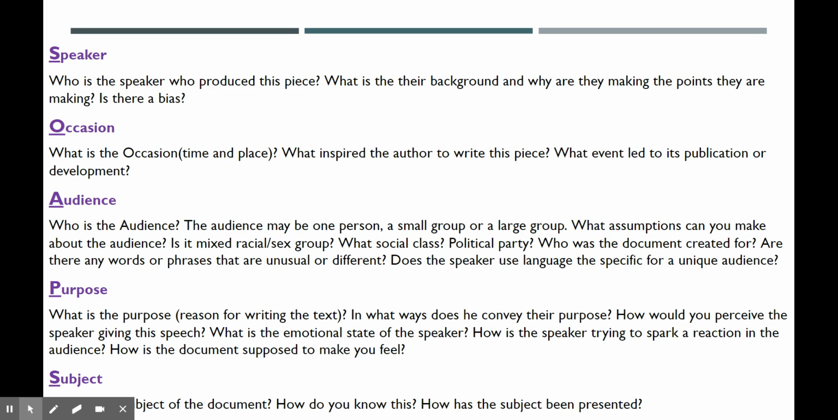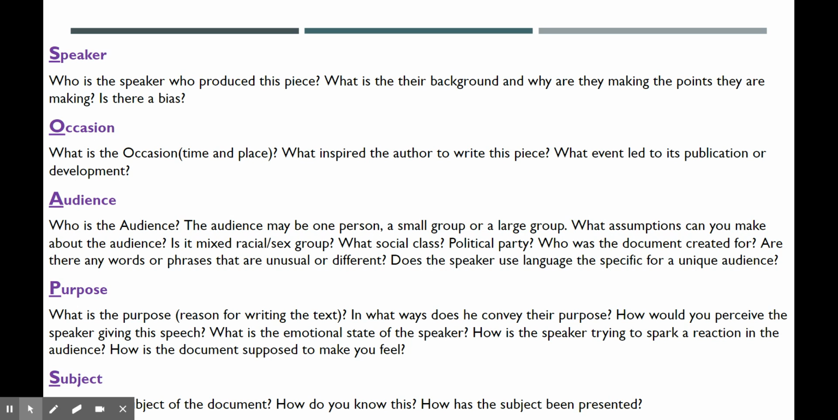A is for audience. So who's the audience? Is the audience one person, a small group? Is it just like the general public, or is it a specific group or even a specific individual? So who's the audience? Because that's going to affect a lot of what the author does.